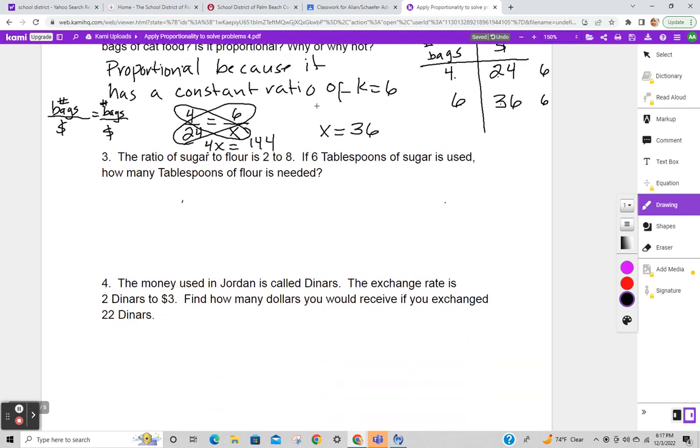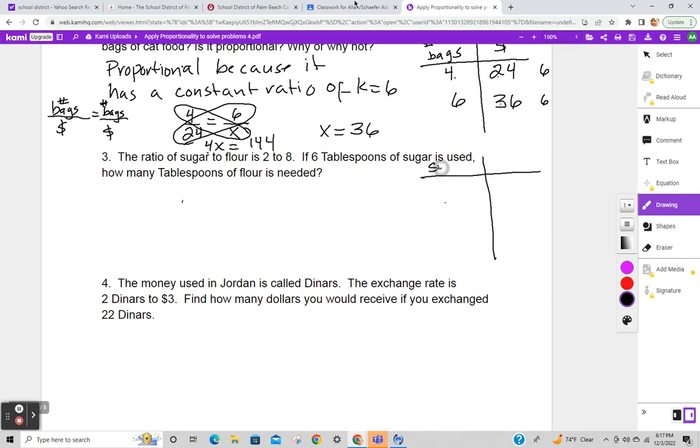All right, let's keep going. Number 3. The ratio of sugar to flour is 2 to 8. If 6 tablespoons of sugar is used, how many tablespoons of flour is needed? So we're going to go ahead and use a table.